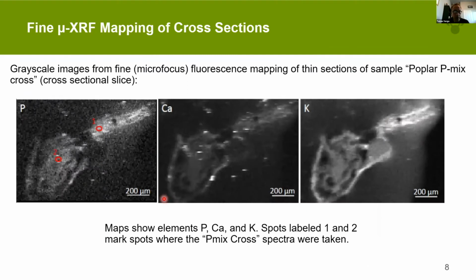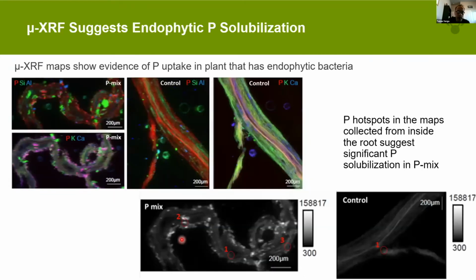These are some examples of maps, grayscale images from the fine microfocus fluorescence mapping. This is for phosphorus, calcium, and potassium. You can see that there is some correlation between the phosphorus and the calcium, and this is just an example where we show some of the spots, like hot spots and general spots, where the XANES spectra were also taken for further analysis. But this is the slide where I would summarize the micro-XRF data.